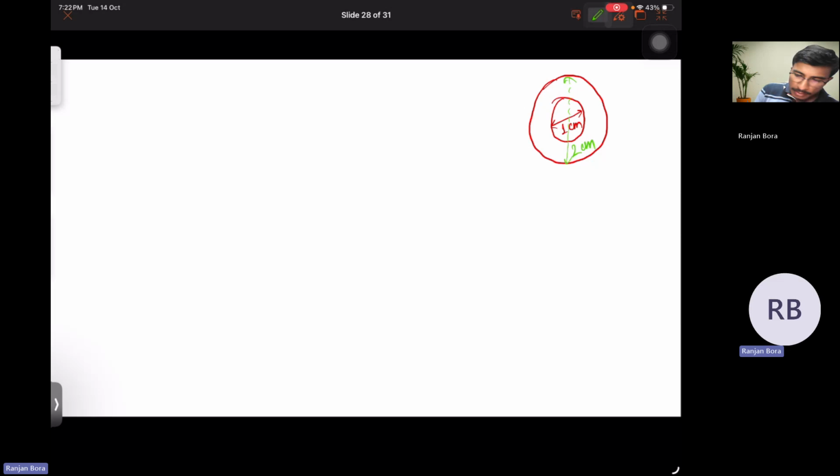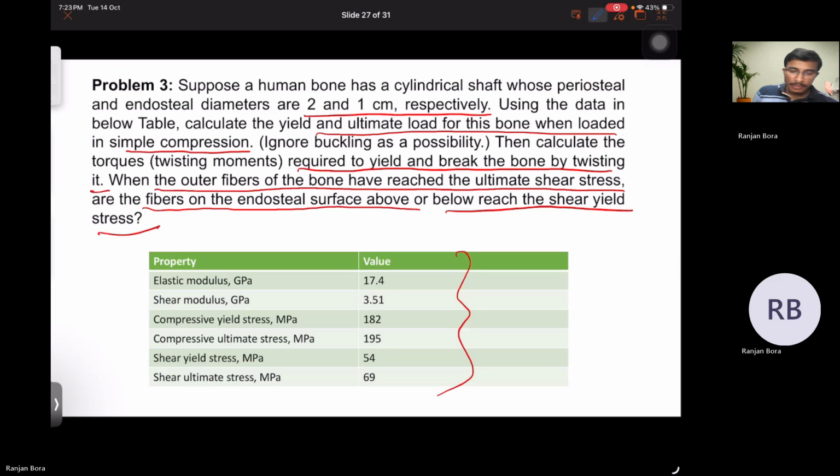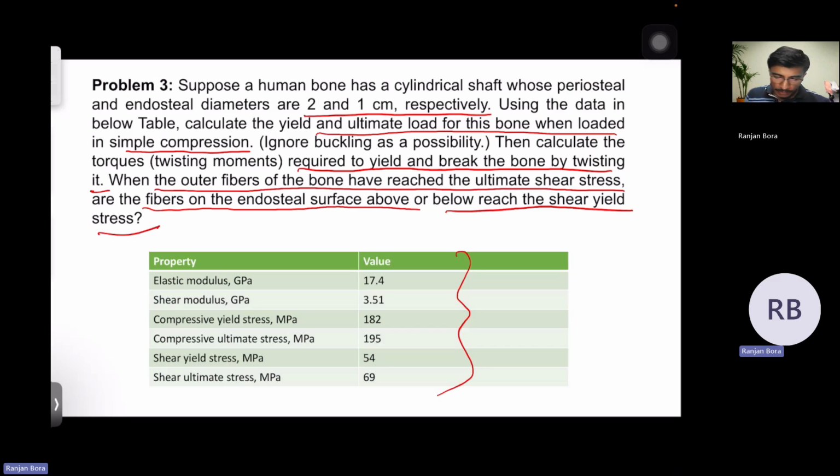So first we'll calculate the yield and ultimate load for when the bone is loaded in compression. For the yield load, we need to use the compressive yield stress and the compressive ultimate stress. The compressive yield stress is given as 182 megapascal.